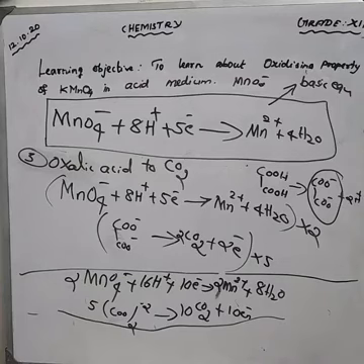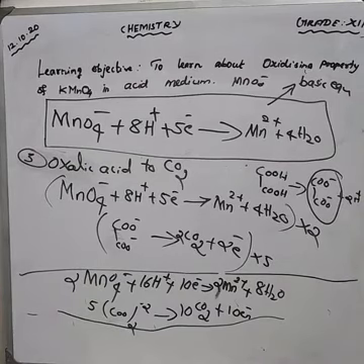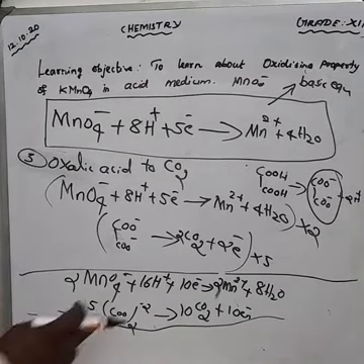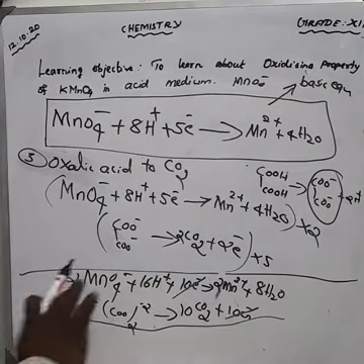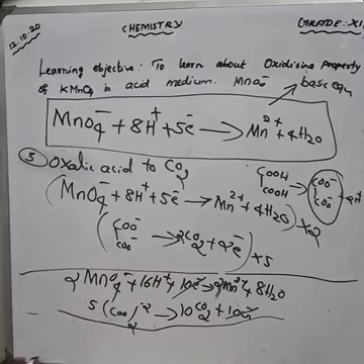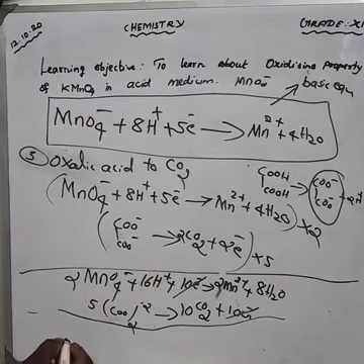Then which can be cancelled? The 10 electrons and 10 electrons cancel. Then we can write the overall reaction. What is the overall reaction?